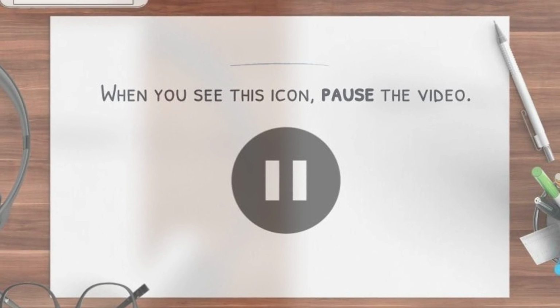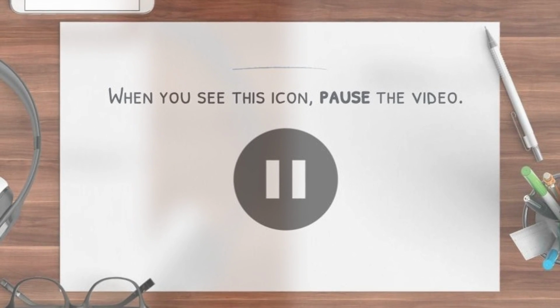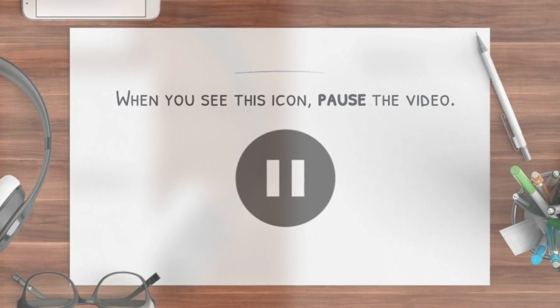We're going to look at a few examples together. When you see this icon, pause the video and think about the examples presented.